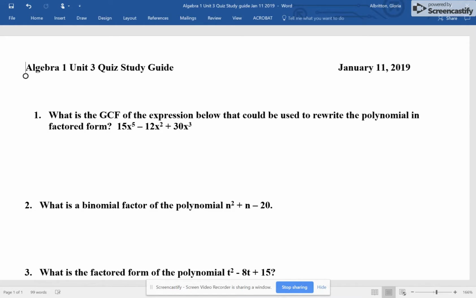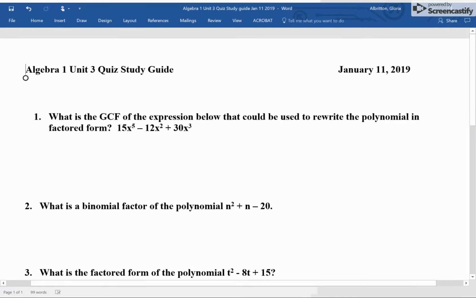What is the GCF of the expression below that could be used to rewrite the polynomial in factored form? So we have 15x to the 5th minus 12x squared plus 30x cubed. And just remember that once you're finding the GCF, if you've got factors with numbers and variables, you've got to look for both greatest common factors. So let's list the factors of the numbers first.